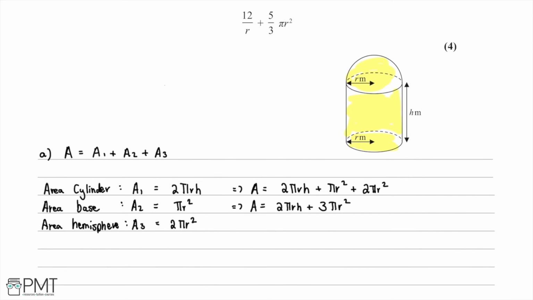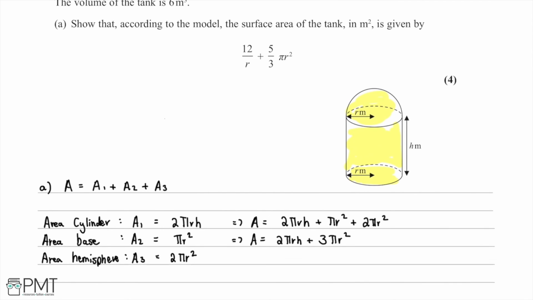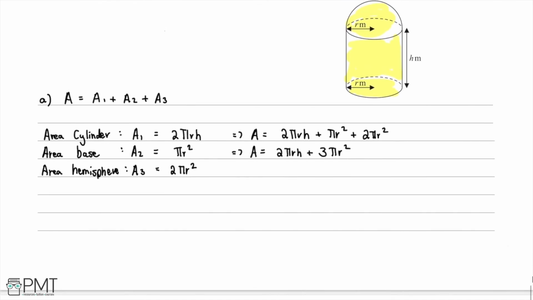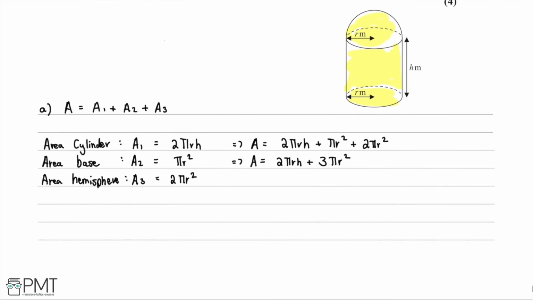So then we now look back at what we're aiming for. We're aiming for something here, but this is in terms of r, but then we have h. So this is where we must have a think. How do we get around this problem? We're given the volume of the tank, and we know that that is equal to 6 meters cubed. And we know that this volume is going to equal the volume of the cylinder plus the volume of the hemisphere.